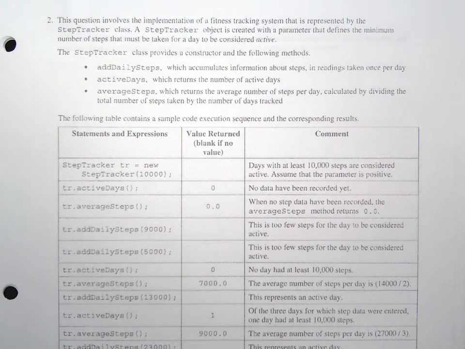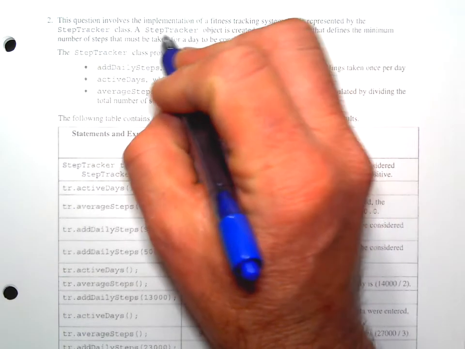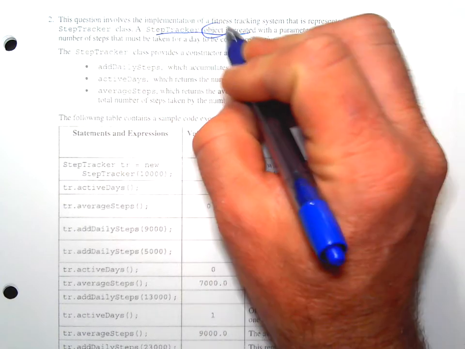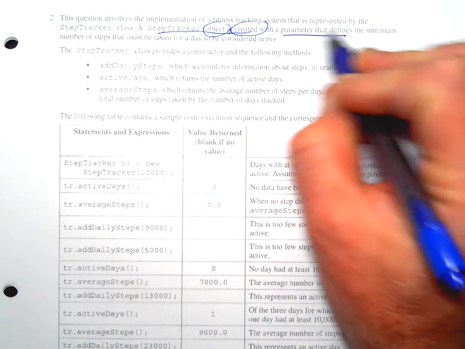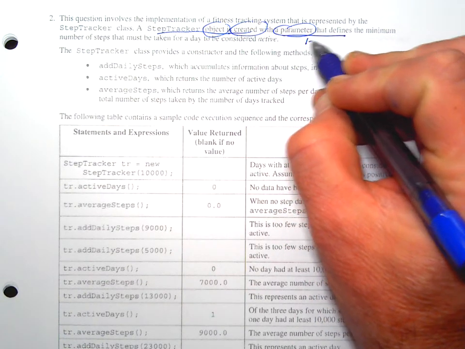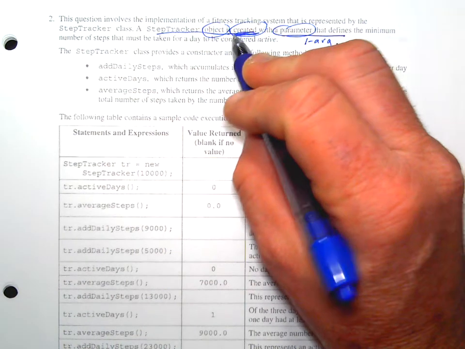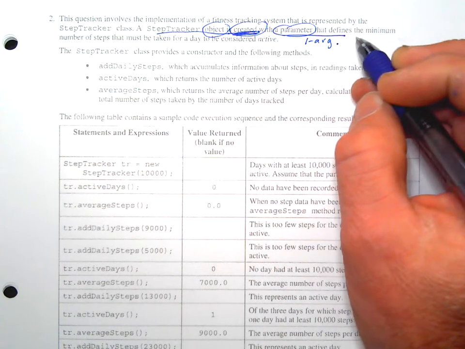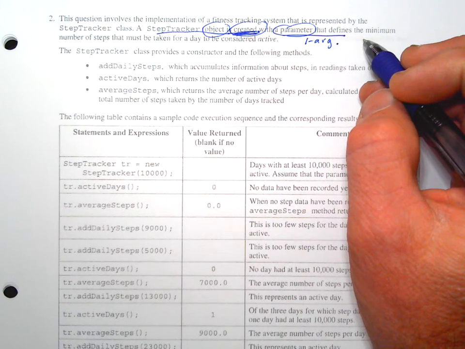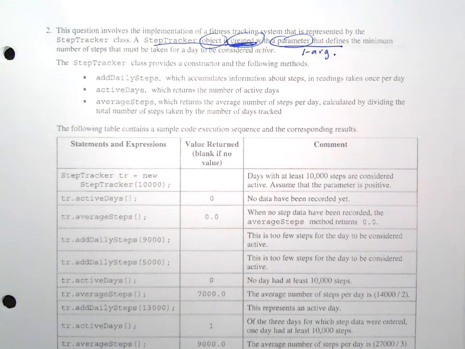This question involves the implementation of a fitness tracking system that's represented by the StepTracker class. A StepTracker object is created with a parameter that defines the minimum number of steps that must be taken for data to be considered accurate. So a StepTracker object is created with a parameter, a one argument constructor. Okay, when you create something, use the constructor. This has some key information in it that's going to be re-emphasized later. So even if you missed it at this point, you should pick it up later.